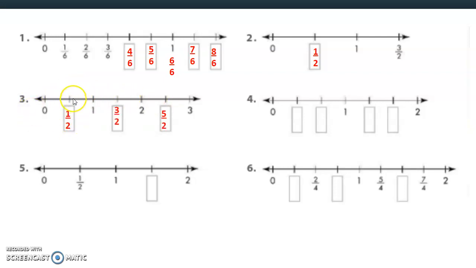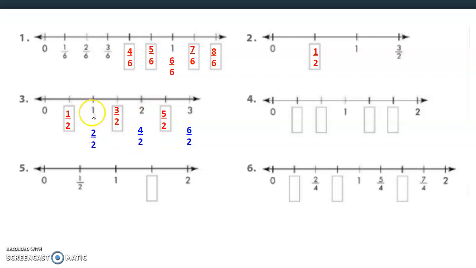Okay, so here's my 1/2, and then this would be 2/2, and I actually included that, 3/2, 4/2, 5/2, 6/2. Here's a little trick. When I get to a whole number, I can use division to check my work. So 6 divided by 2 is 3. 4 divided by 2 is 2, and 2 divided by 2 is 1.